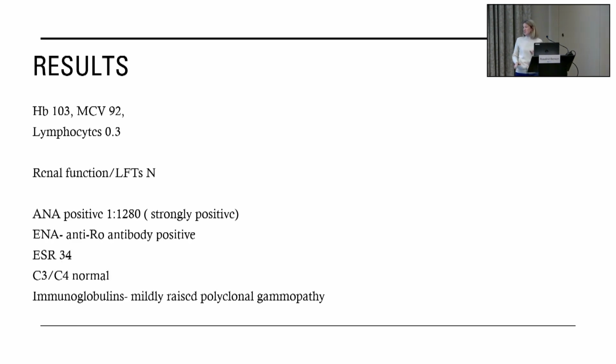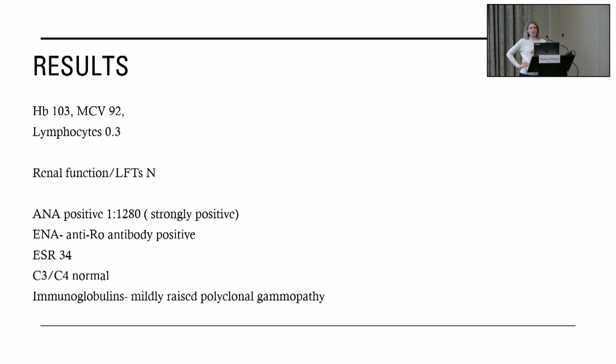So back to our patient. She had a normocytic anemia and she had low lymphocytes. Renal function and LFTs were normal. She had a really strongly positive ANA, so ENA was checked and she was anti-Rho positive. You don't often see very raised inflammatory markers in Sjögren's disease, and she had normal complements, and she did have this mildly raised polyclonal gammopathy.